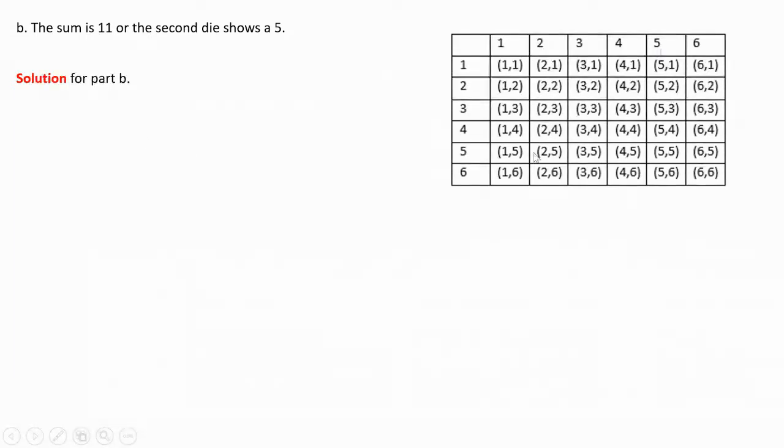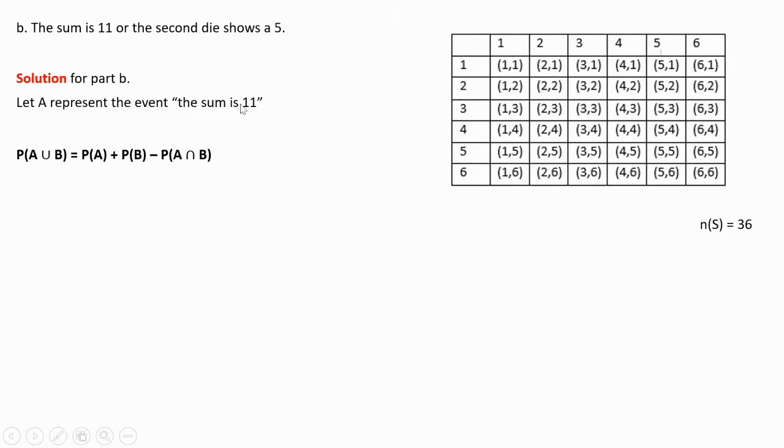For part B, there's again the combinations. So again, the sample space will be 36, because there's 6 this way and 6 down. So 6 times 6 is 36. That would always be your sample space. So again, same thing.